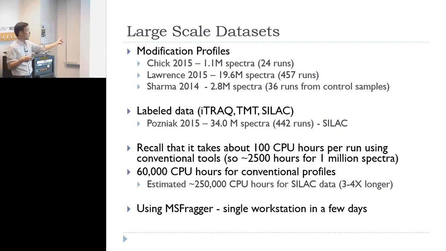So you can imagine that if one run takes 100 CPU hours, with label data, it may take 300 to 400 hours. So when we look at all of these modification profiles, we estimate that it'll take 60,000 CPU hours to just analyze this data using conventional tools, and maybe 250,000 CPU hours for that 34 million spectra SILAC data set. But using MSFragger, we can do this in a few days on a single workstation.